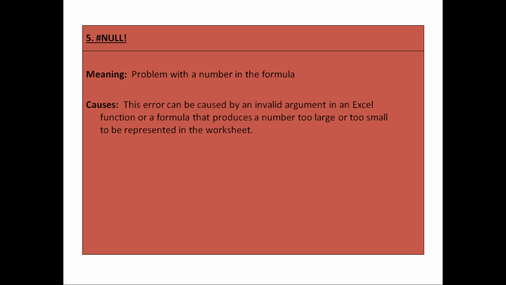5. #NUM! Meaning: problem with a number in the formula. Causes: this error can be caused by an invalid argument in an Excel function or a formula that produces a number too large or too small to be represented in the worksheet.